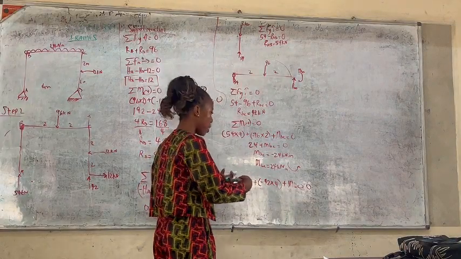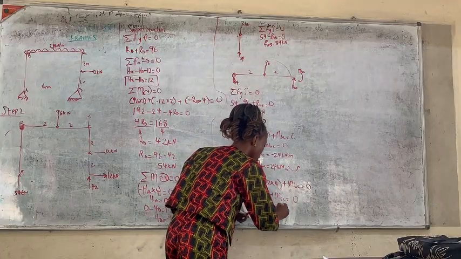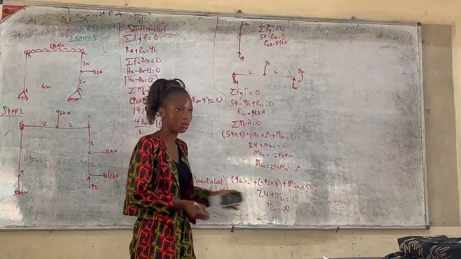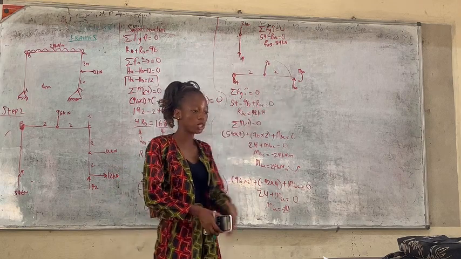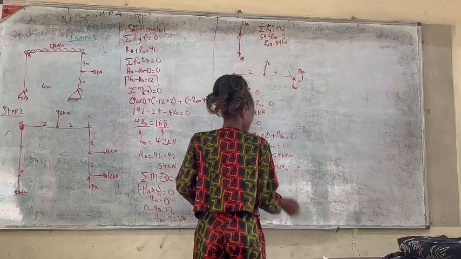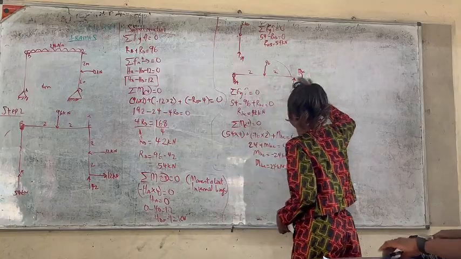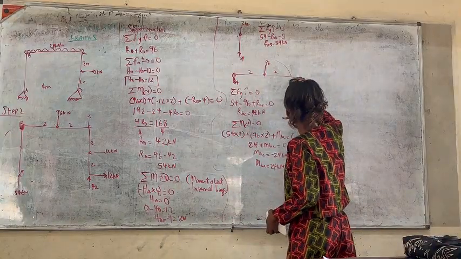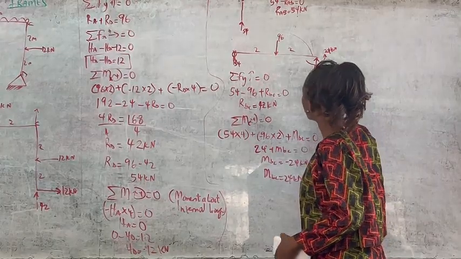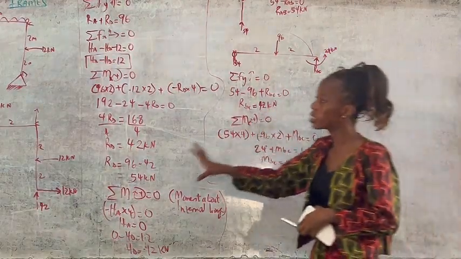We'll still get the same thing. Now we are getting 24 plus MBC equals 0. MBC is negative 24. Now we still have the same thing. It is still negative, still telling us that the sign that we picked is wrong. So let's take a moment about C. So that means this place will now be 24 kilonewton meters. Do you get it now? Yes. So we are done with the first two.